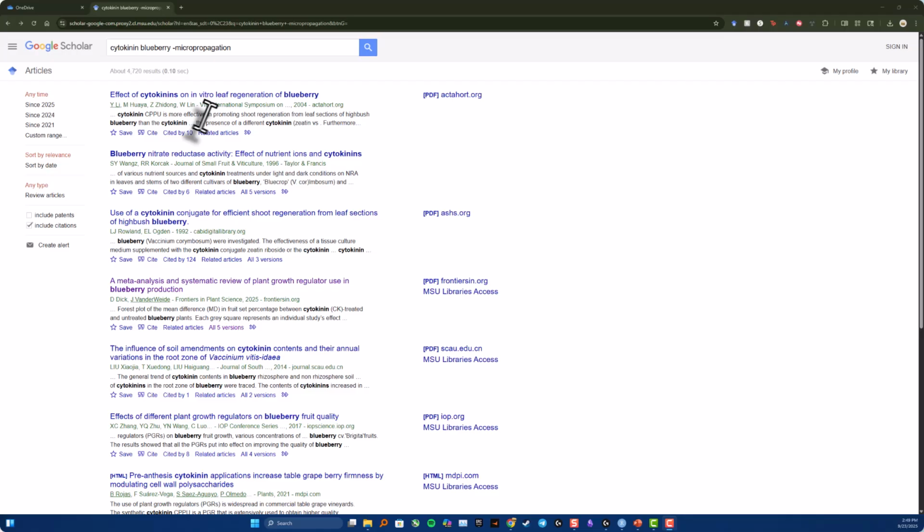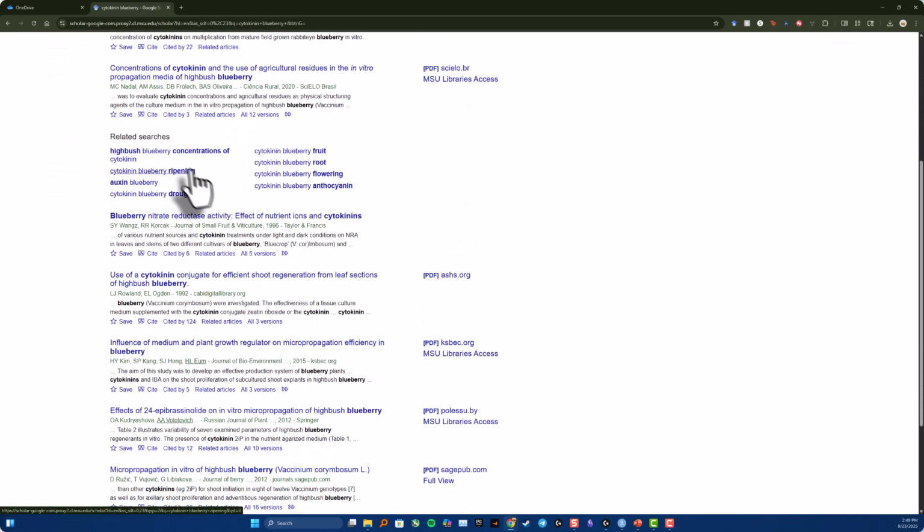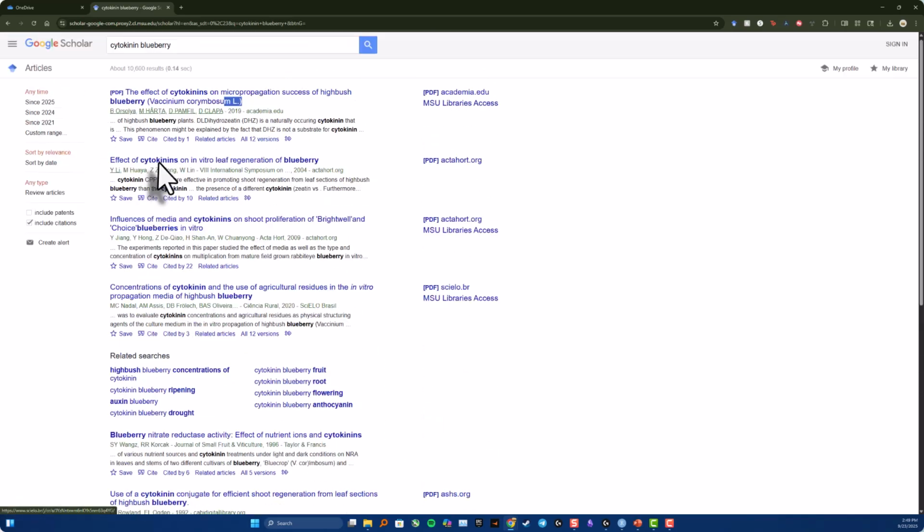Okay, so for our example, I'm on Google Scholar here, and I just typed in cytokinin blueberry with the minus symbol and then a word that I don't want to find in the results, which in my case is micropropagation. So you'll have to discover what words you want to exclude from your search results. For my example, if I don't exclude this and I search, all of my results will be about micropropagation or leaf regeneration, things like that. So I don't need this word in that search result.